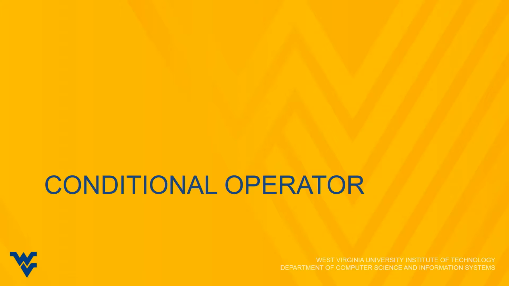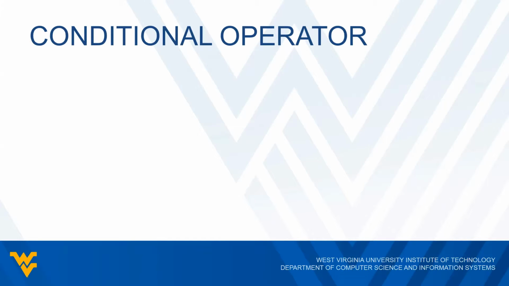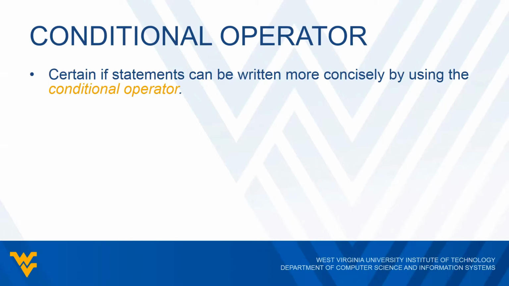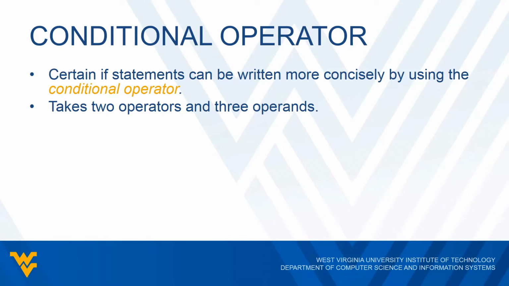We'll now discuss a new operator that's used for comparisons, which is called the conditional operator. For any type of comparison, we can use a traditional if-else statement however we want. But in some circumstances, we can actually write our if-else statement more compactly or more concisely by using what's called the conditional operator. And this takes 2 operators and 3 operands, which is very different from any other operator you've seen so far. So far, we've mostly had 1 operator and 2 operands.